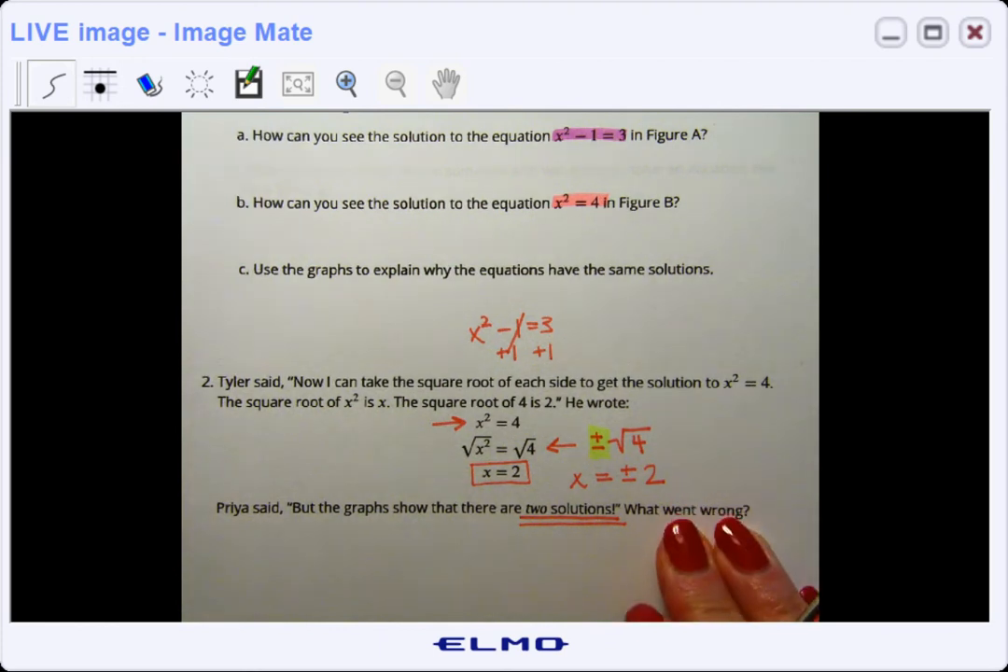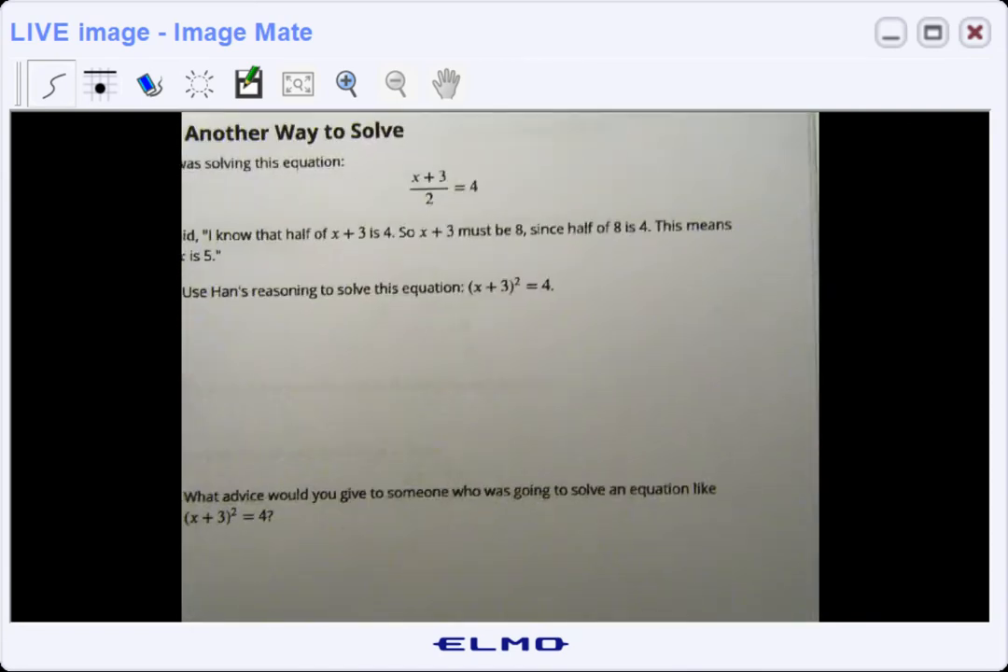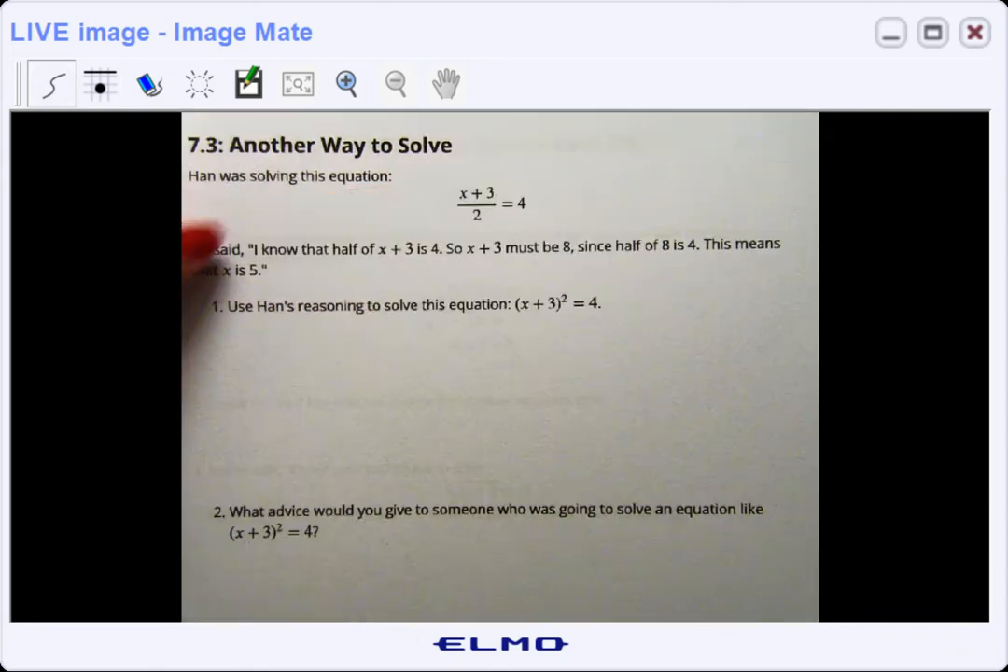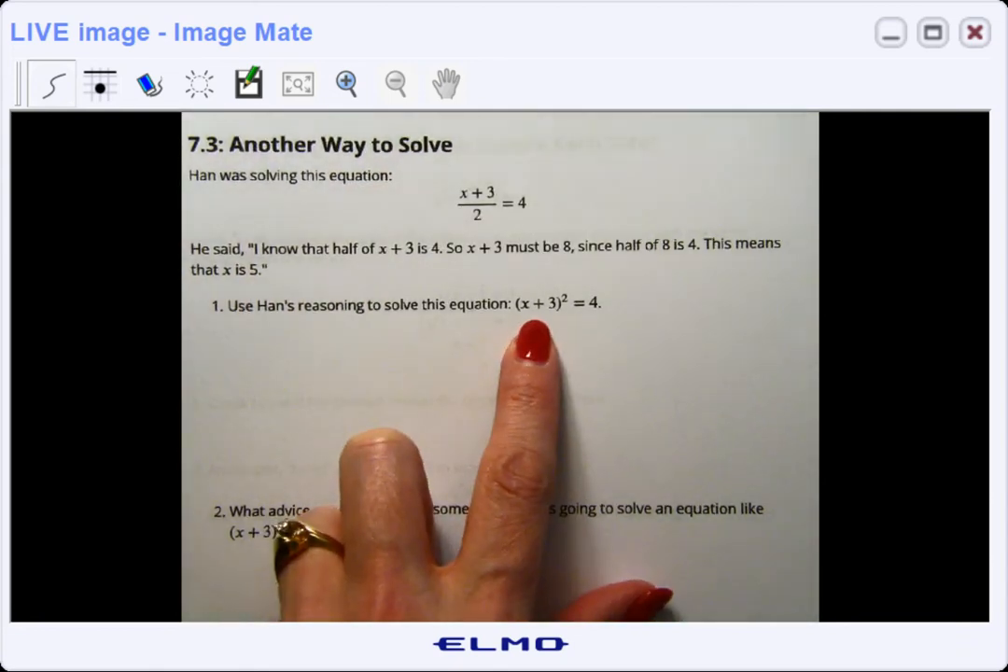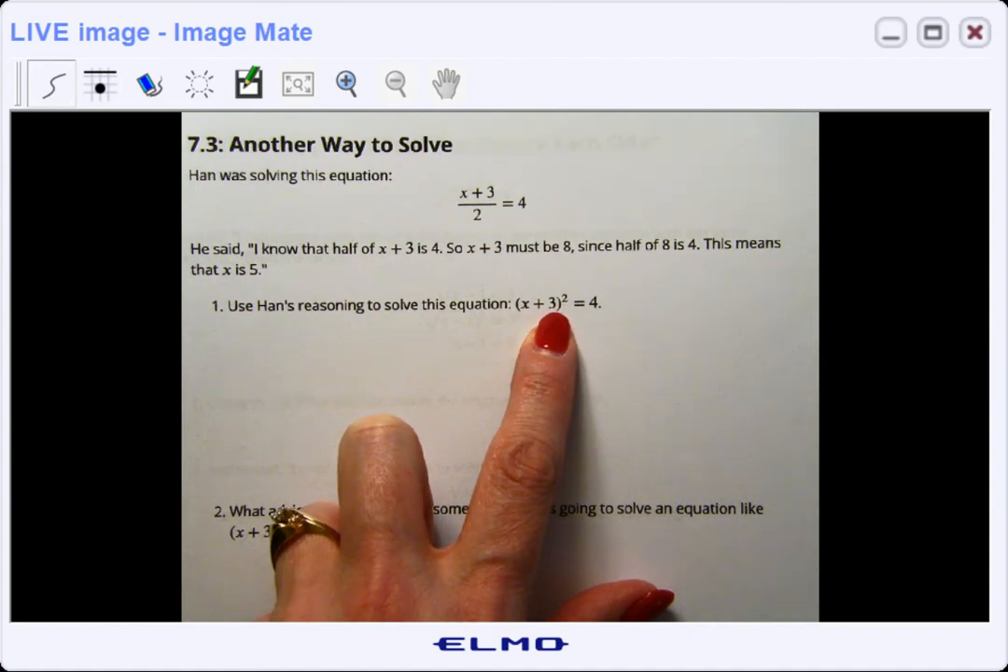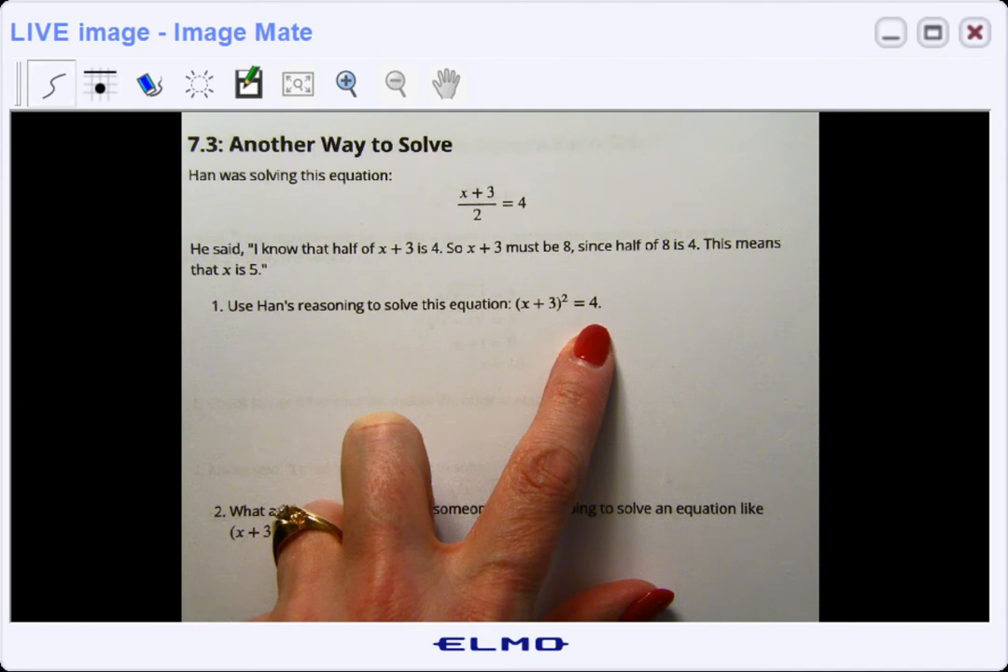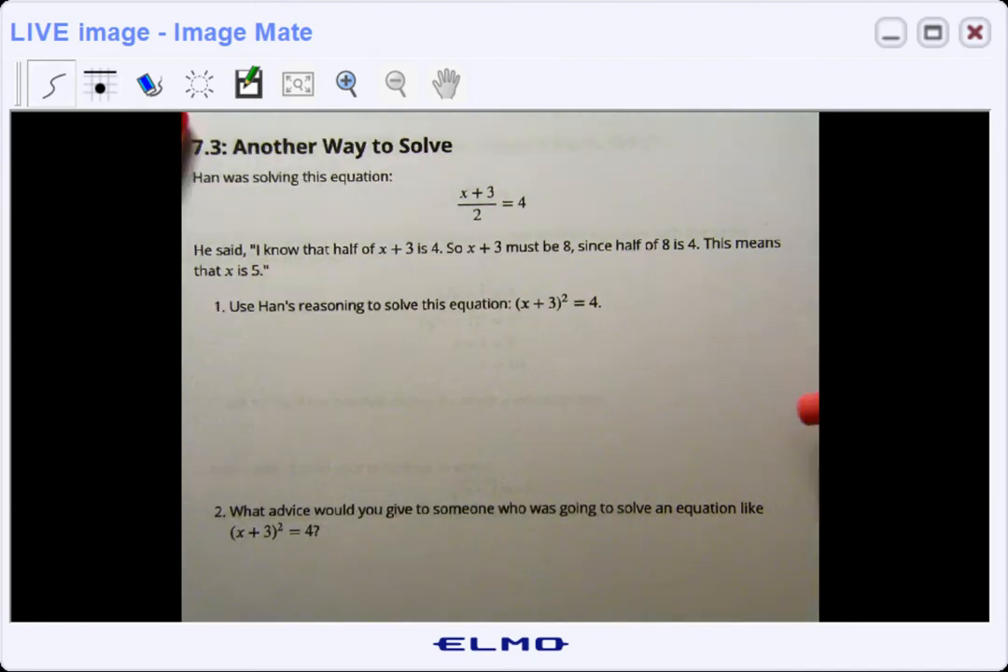Okay, in the next activity, we're going to be thinking kind of big picture on how we can relate this type of thinking to a new problem. Oh, look at that. It's x plus 3 in parentheses squared. Well, that's different. We haven't seen those yet, equal to 4. Okay, so let's look at this one.